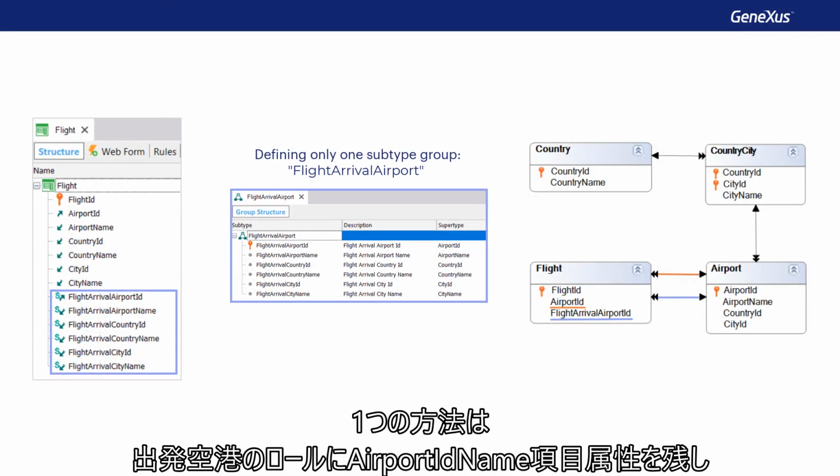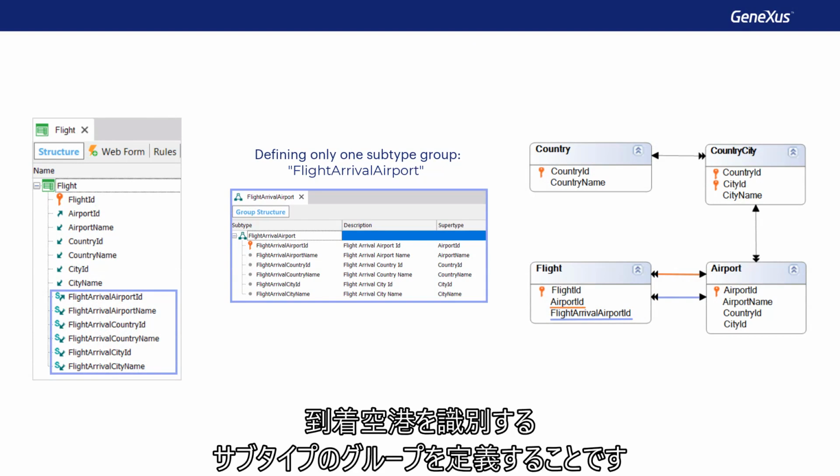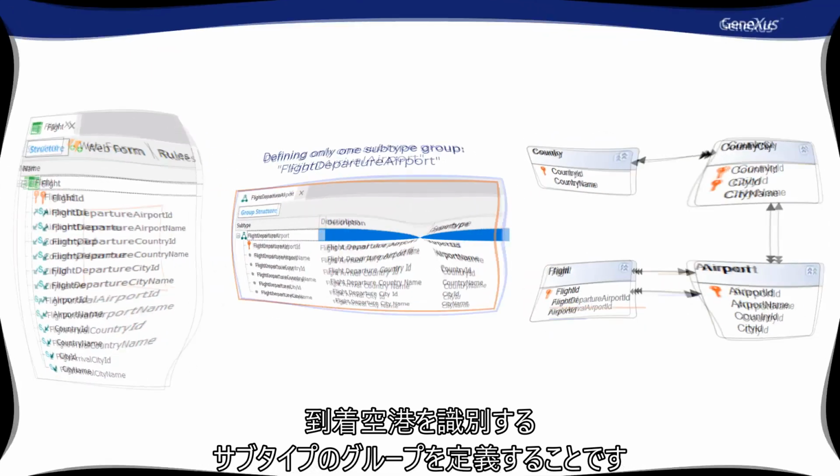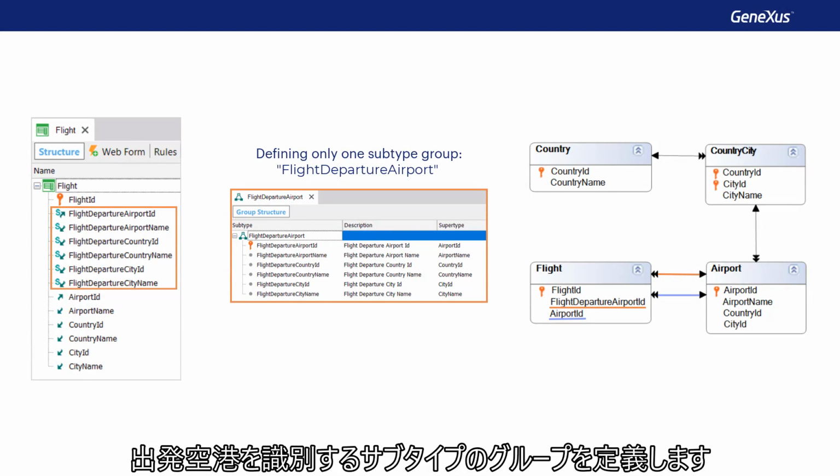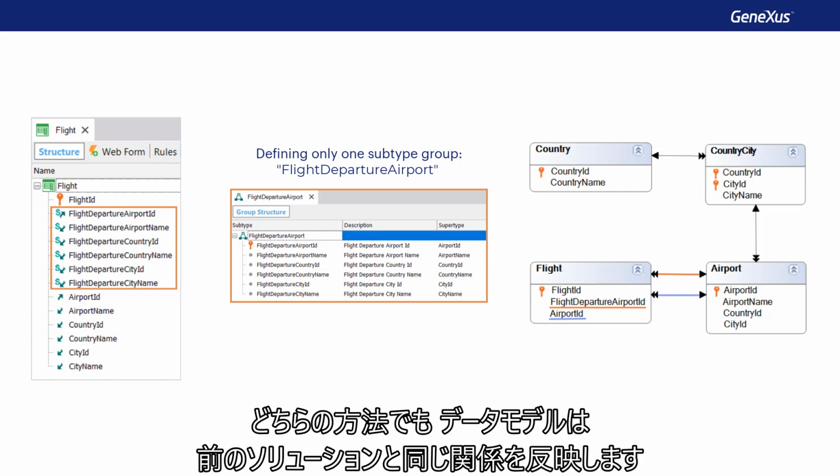Another option was to leave the airport ID name attribute for the role of the departure airport and define a group of subtypes to identify the arrival airport. Or else, leave the attribute named airport ID for the role of the arrival airport and define a group of subtypes to identify the departure airport. In both options, the data model will reflect the same relationships as in the previous solution.